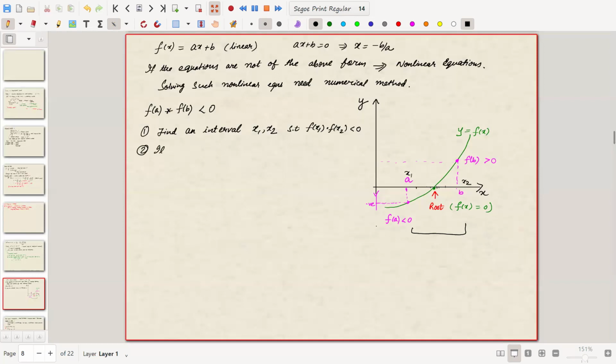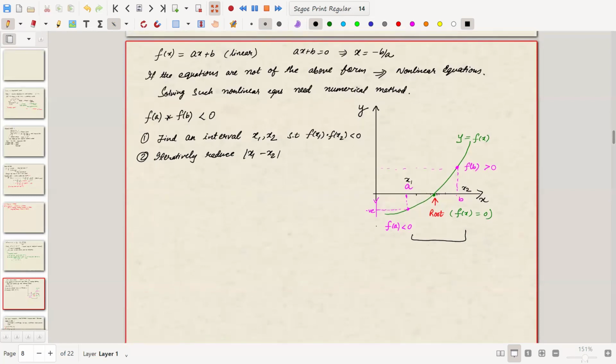Second is to iteratively reduce this distance, mod x1 minus x2. You can see mod x1 minus x2 is this guy here. Okay, we will try to reduce this interval. Now you can see that we will approach the root. Okay.